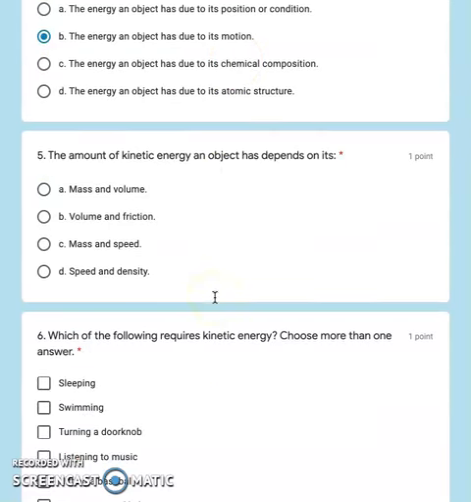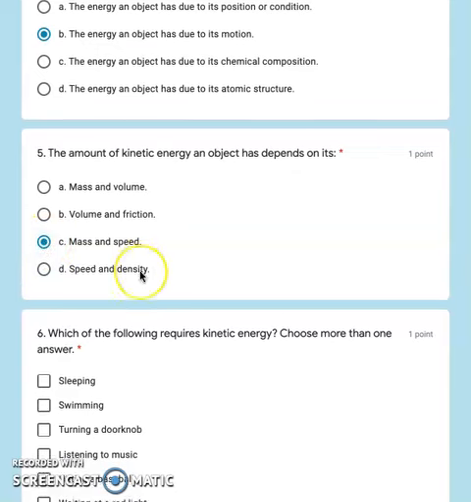Question 5, the amount of kinetic energy an object has depends on its mass and volume, friction, mass and speed, or density. Our answer should be C. It has something to do with mass and speed.